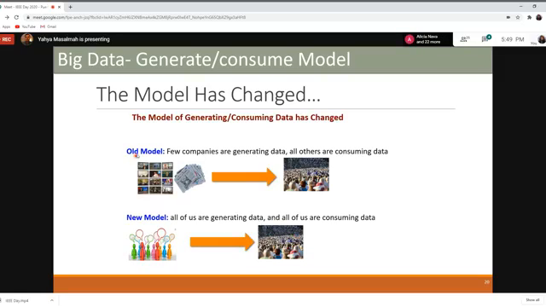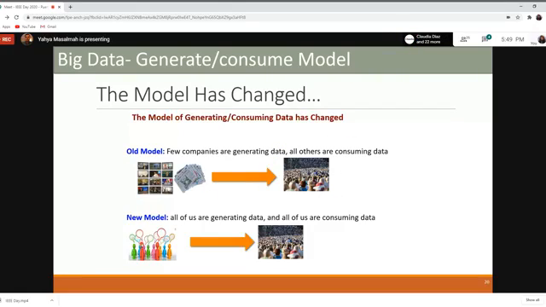So this is mainly the old model, and this is the new model. Before, you waited for the newspaper or you waited for company X to generate the data that you could read and use. Now, all others are consuming data.